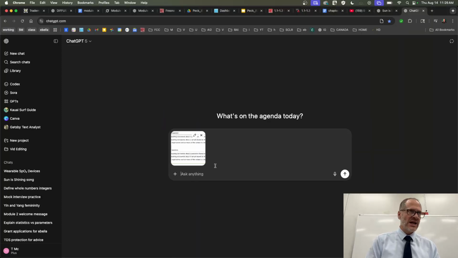You could just try ChatGPT. You could try Grok. You could try Gemini. You could try Copilot. And you could see if there's one that allows you to upload images for free, but you might have to pay $20 a month or something to use it.